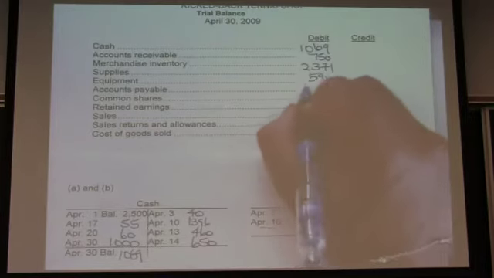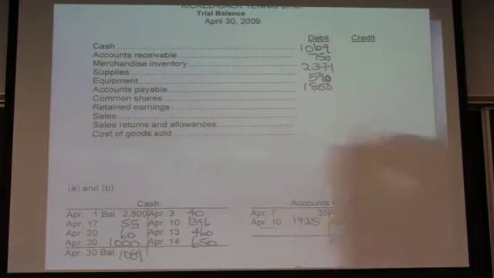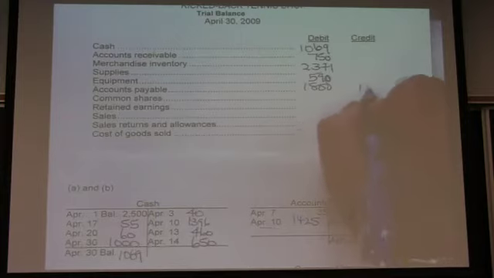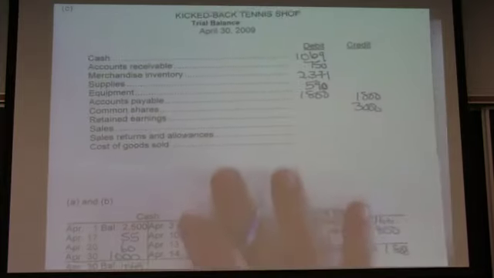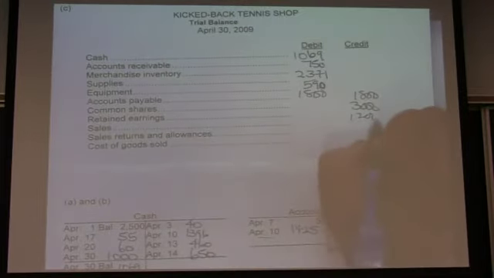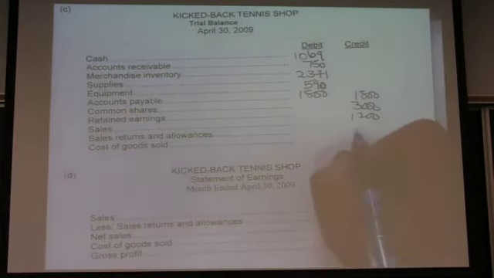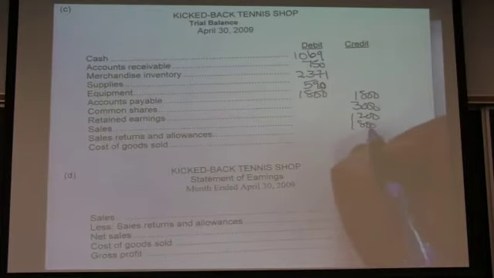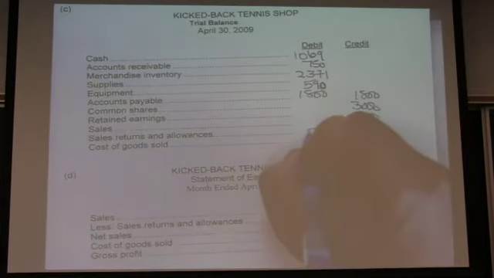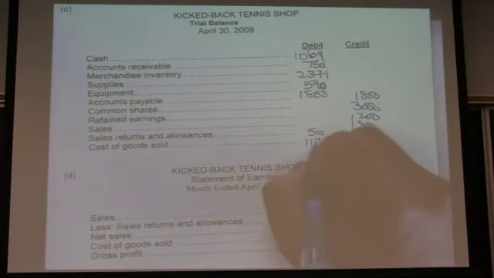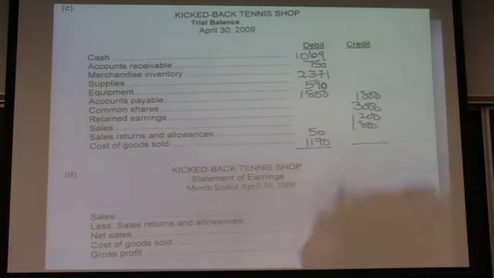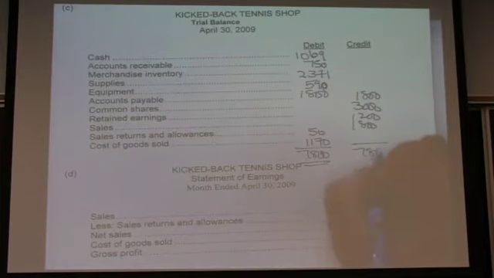Okay, so equipment was 1,800. Accounts payable is a credit, 1,800. Common shares is 3,000. Retained earnings is 1,200. And then we've got revenue, 1,800. Sales returns is 50 and 1,170. So if I add all my debits, okay, it should equal my credits.